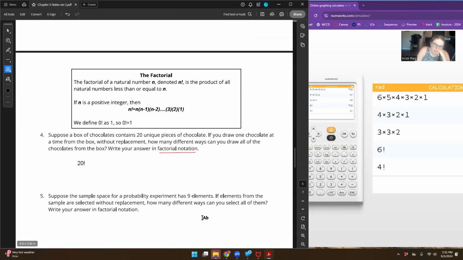Okay, next one, we have 9 things. If we select them, how many different ways can we select all of them? You guessed it, 9 factorial. Because it says to write it in factorial notation, we didn't even have to simplify it any further.